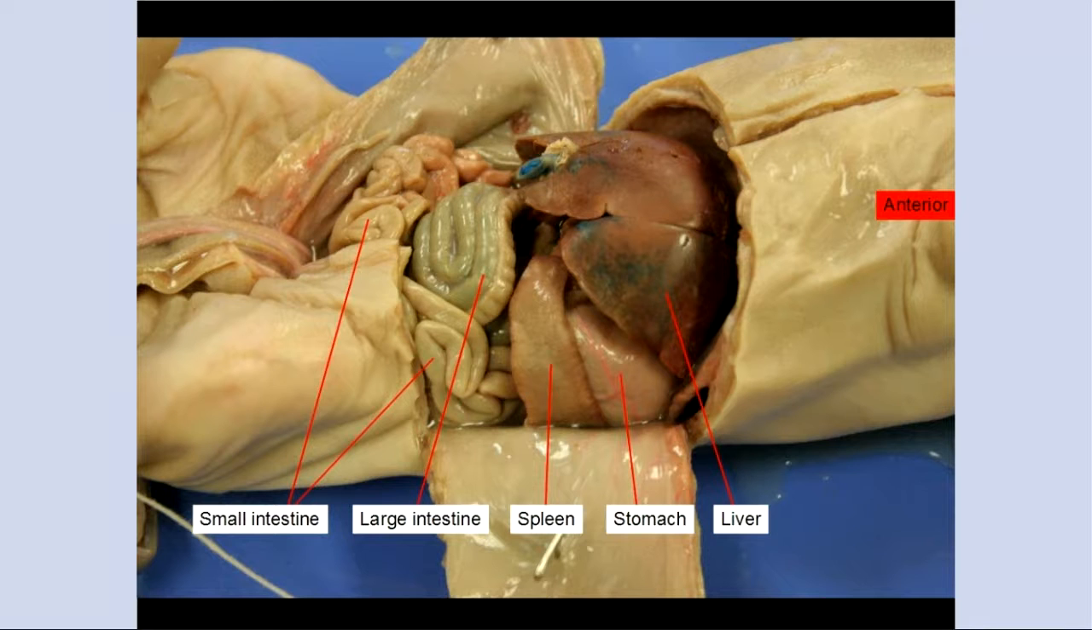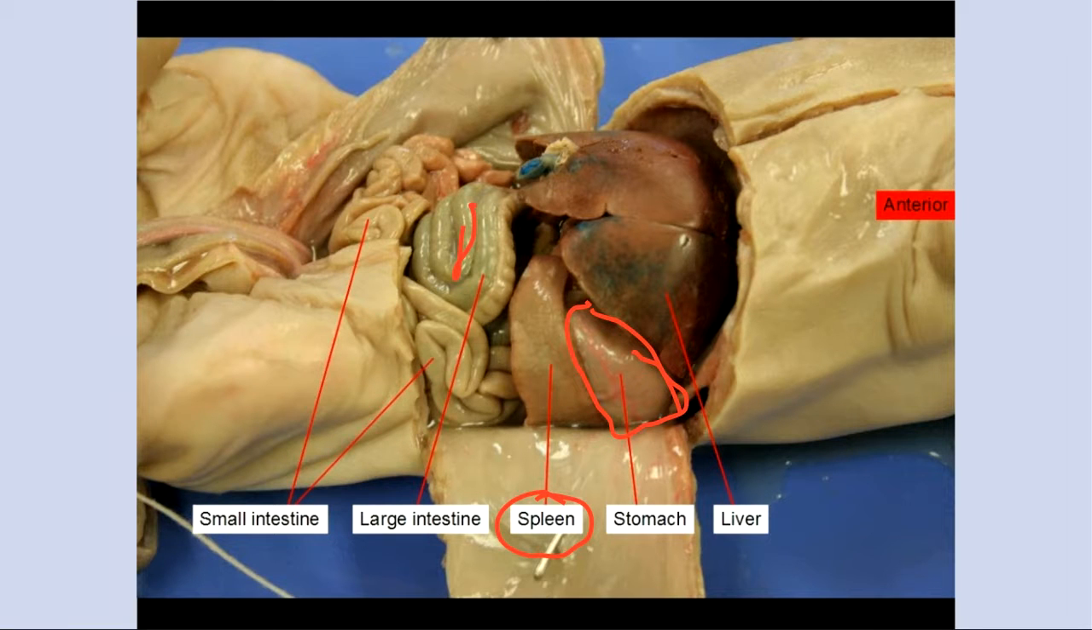Here's another view of the liver. Here's the stomach, which is kind of underneath the liver as well. This is the large intestine. See how large that is? And the small intestine is much thinner. But the organ of interest here is the spleen. So there's one that we haven't spoken about yet.